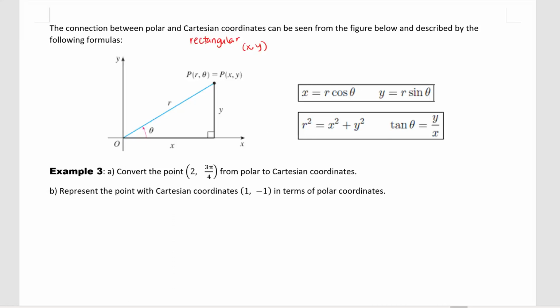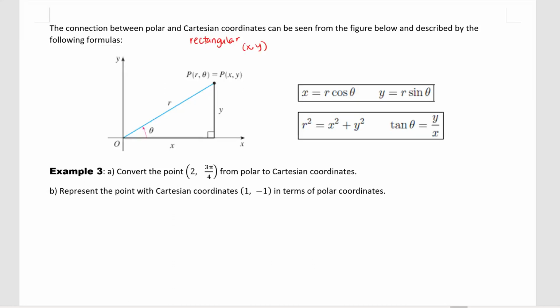Let's look at the figure below, okay? The x is the horizontal distance from the origin to the point, right? y is the vertical distance from the origin to the point. And r is the distance from the origin to the point. And then you can see they form a right angle triangle. Okay, so think about the relations here.